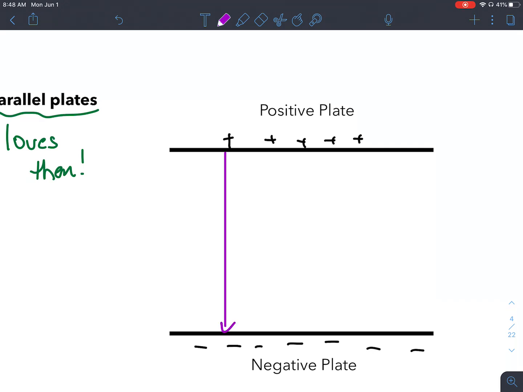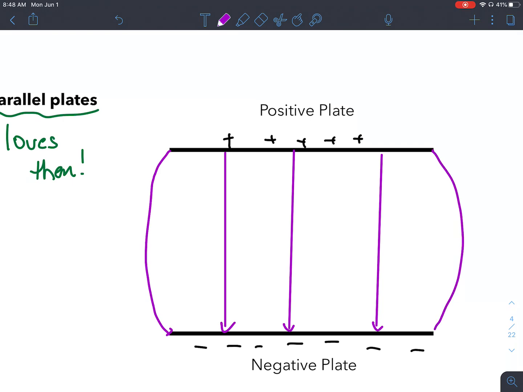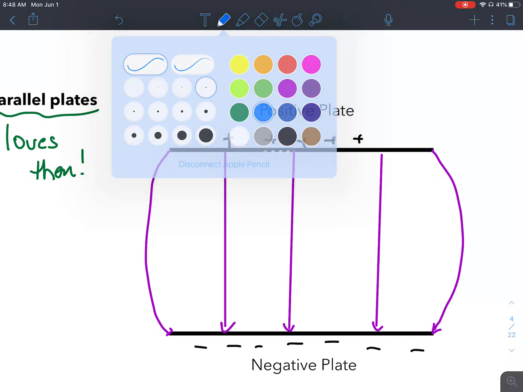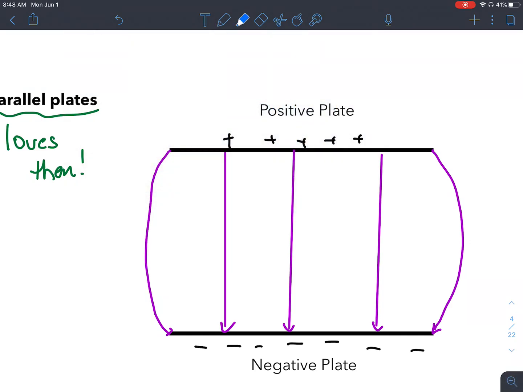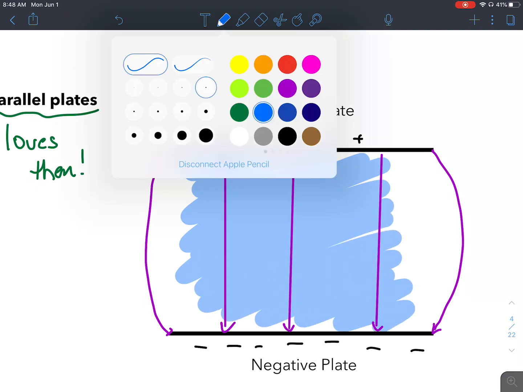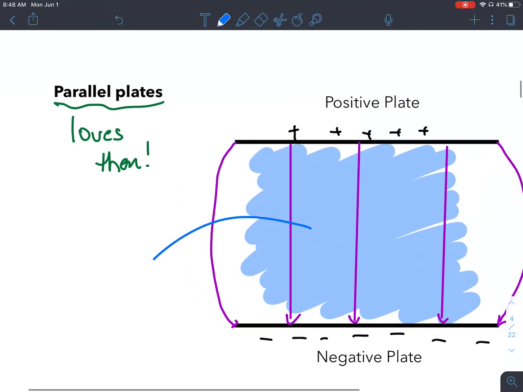Okay? And why they love them is because if we were to draw our electric field lines, we're just going down like this, positive to negative, positive to negative. On the ends, we might get a little bit of curling around right on the tips, but most of the time we just get straight down. And the reason that this unit loves them, because inside here, where I'm highlighting, okay, this region inside is a perfect uniform electric field.